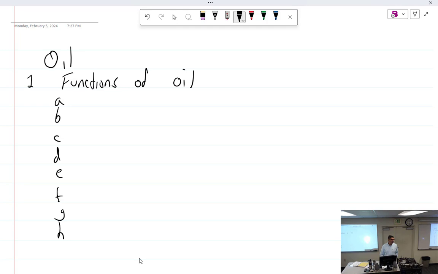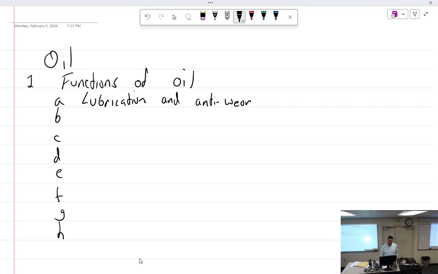Oil. We have the functions of oil. Well, what does the oil do? It has a lot of things. A, B, C, D, E, F, G, H. Oh my goodness. What do you got here? Help me out. Lubrication. All right. Number one answer. Lubrication and anti-wear. Not underwear. Anti-wear. What else? Cooling.